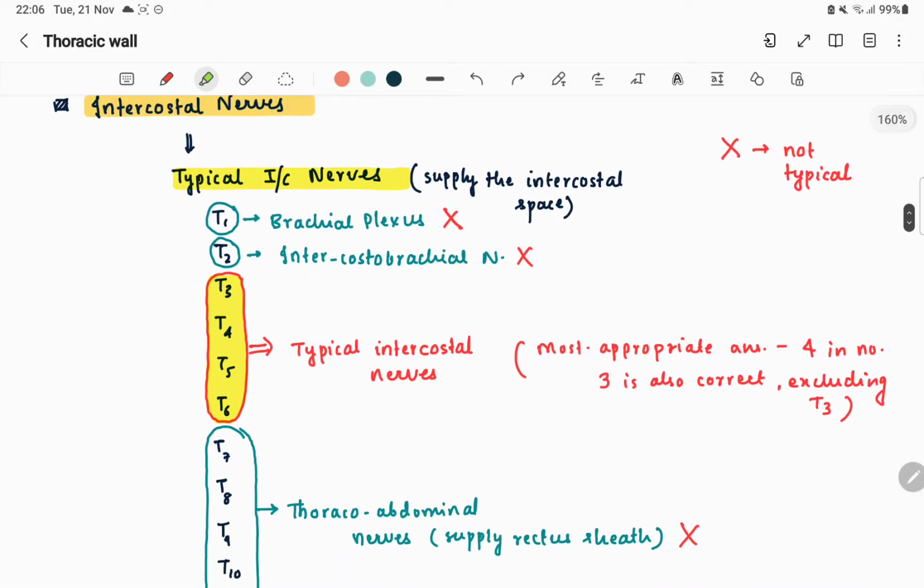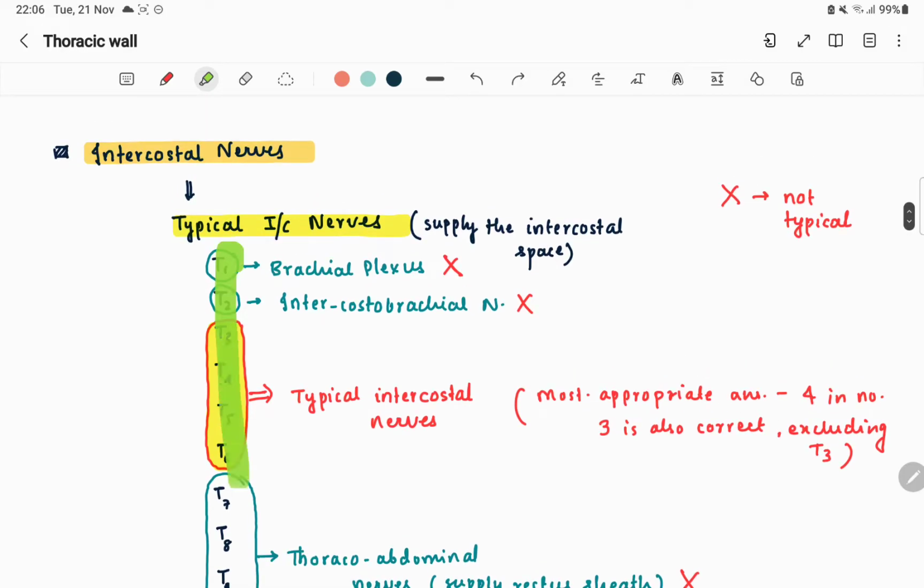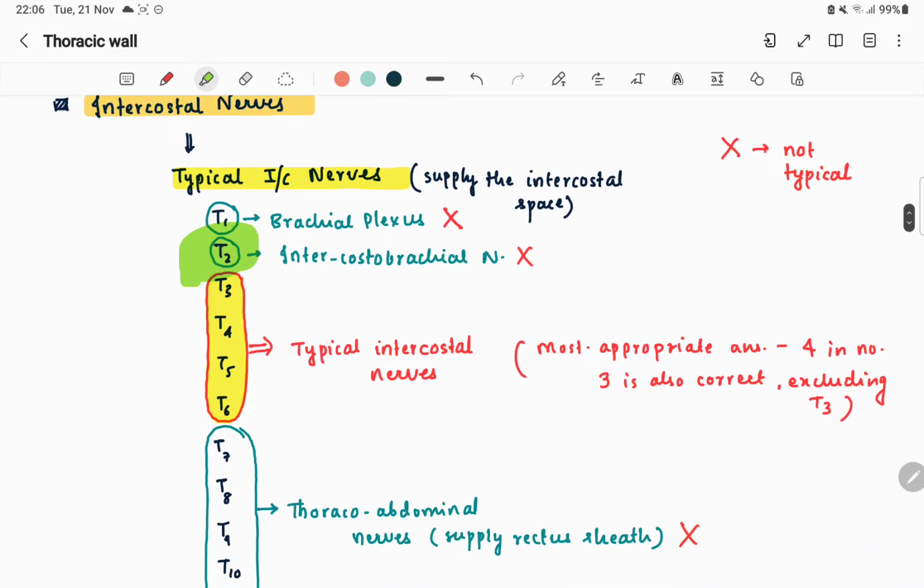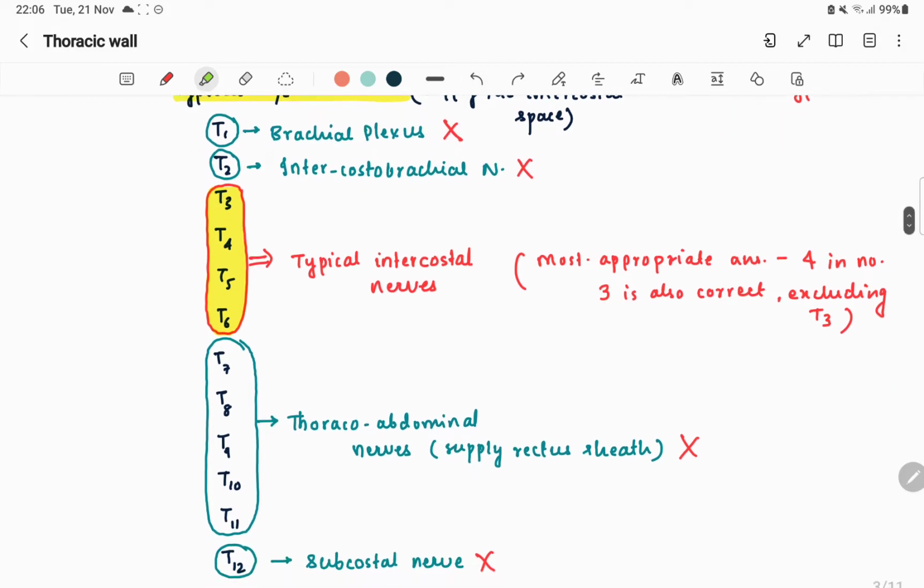and then we will see what are the typical intercostal nerves. So all these are not typical. We have atypical ones also, like the T1, it is contributing to the brachial plexus, so it is atypical. We know that T1 is contributing in the brachial plexus. T2 gives the intercostobrachial nerve, so it is also not typical.